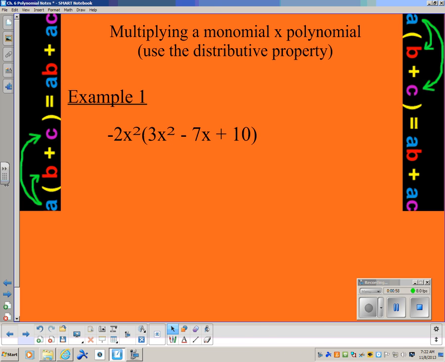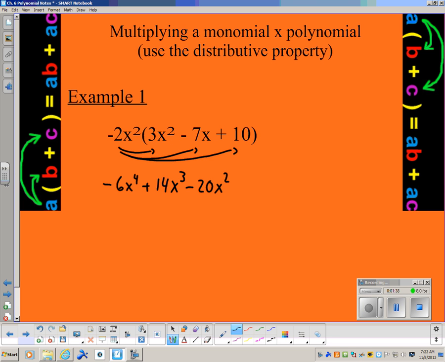So I'm going to distribute this negative 2x squared through the parentheses here. When I do that, negative 2x squared times 3x squared gives me a minus 6x to the fourth. Remember, you add the powers of the variables together. And then minus 2x squared times a minus 7x gives us a plus 14x. You've got x to the second times x to the first gives us x to the third, adding those powers. And then a negative 2x squared times 10 there, multiplying those, you get minus 20, and then just write that down, x squared.